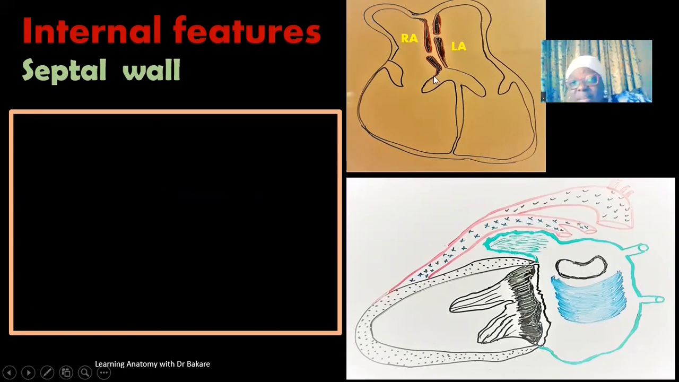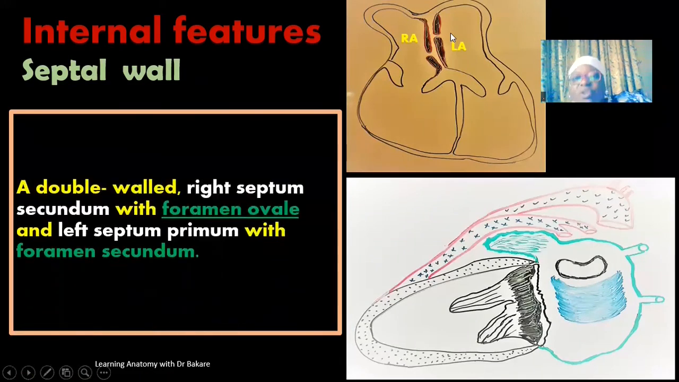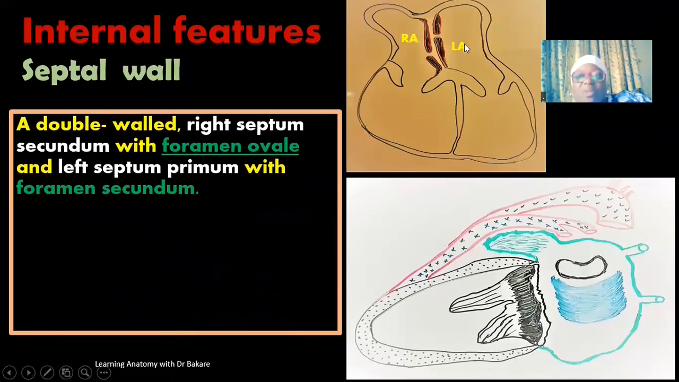So using this image up here, during the development of the heart, there's a pattern by which this septum is created between the right and the left atria. This septum is a double-walled septum, which means that it is made up of two layers. On the right side, this is what is formed, and this is called the septum secundum. This septum secundum forms the atrial septum around the right atrium, and this is what is seen here.